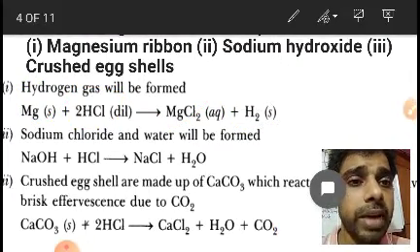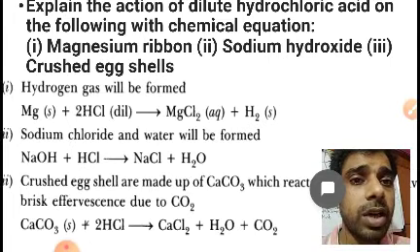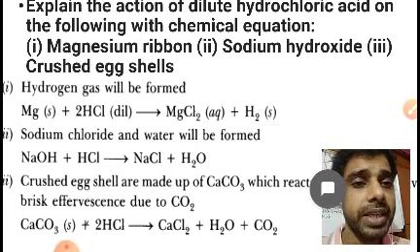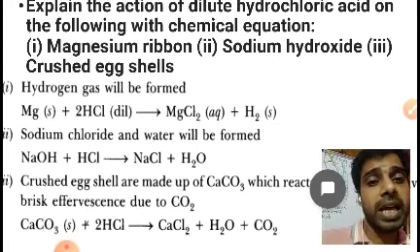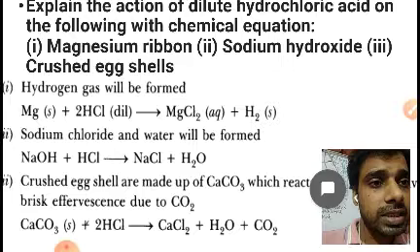Hydrogen gas will be formed with the action of magnesium ribbon with hydrochloric acid. Second case, sodium hydroxide. What is the formula of sodium hydroxide? You can see, dear student, NaOH. Now NaOH with dilute hydrochloric acid.